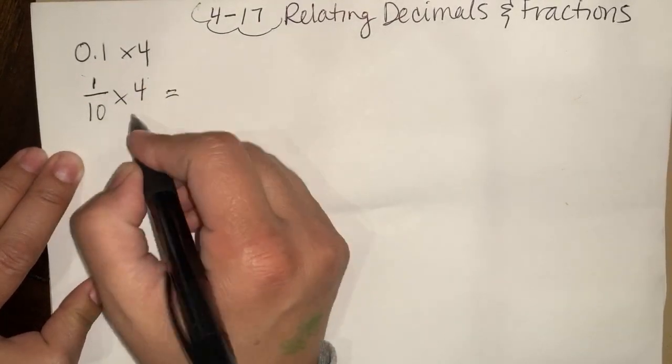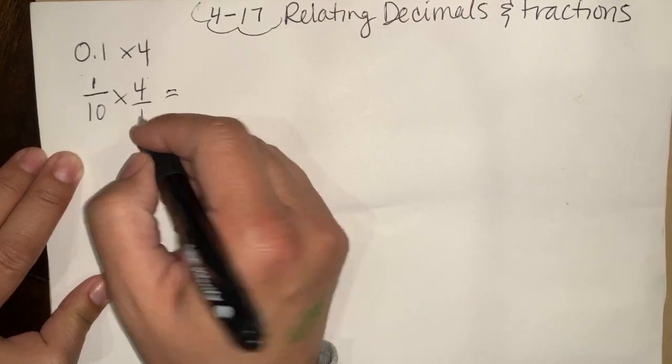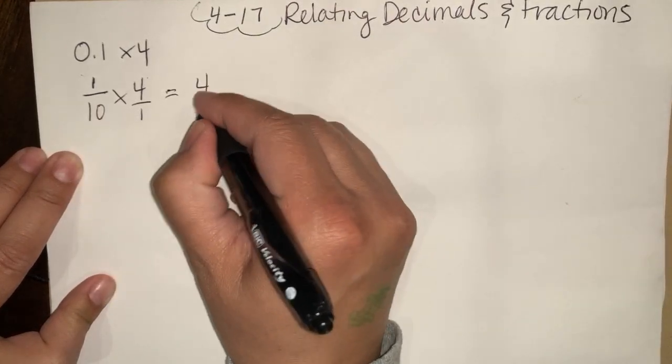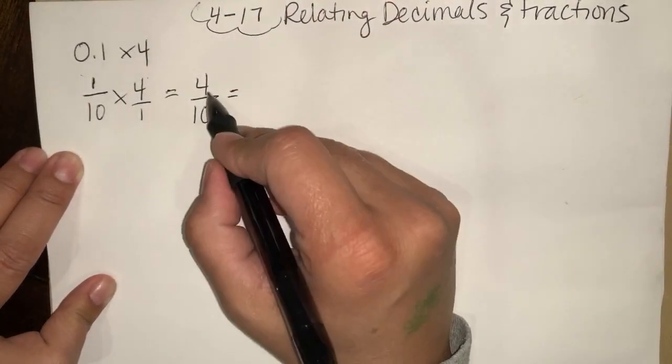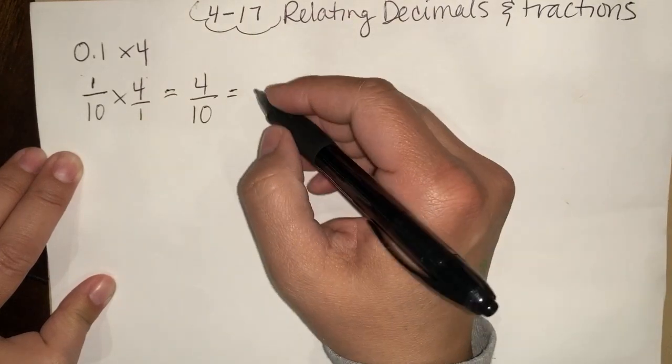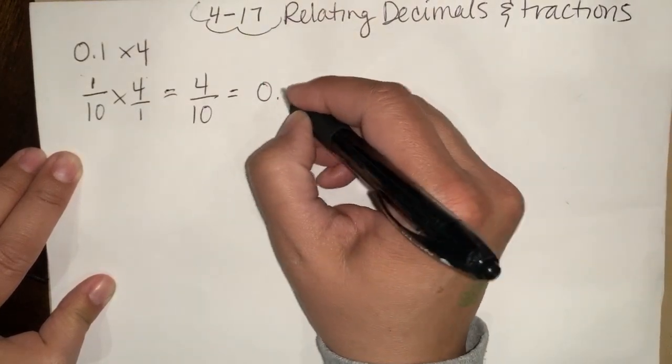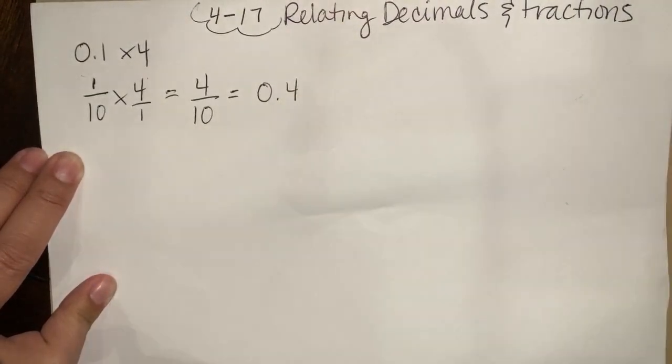You're just multiplying just like you would any other fraction. You multiply straight across. That gives you 4/10. And then we want to write that back in decimal form. So 4/10 written in decimal form is the same way that you say it. So 0.4 is the same as 4/10.